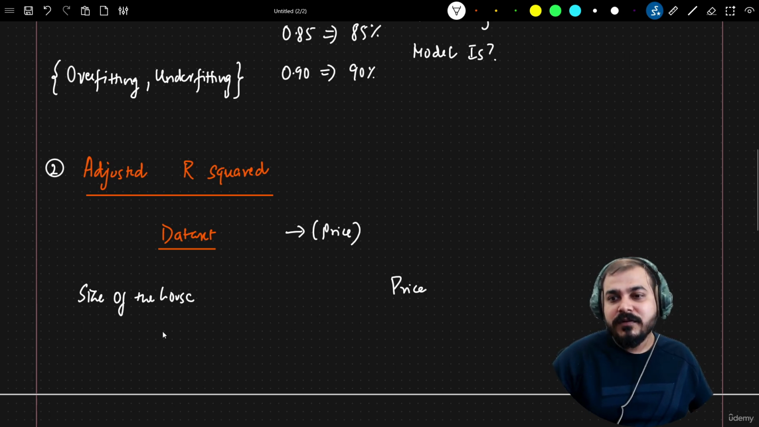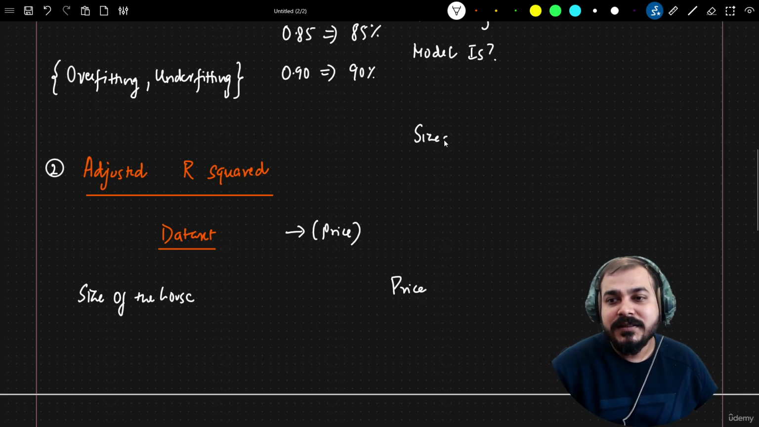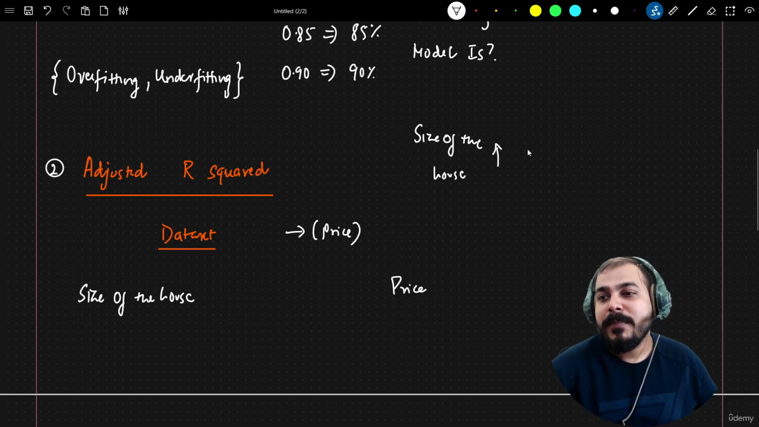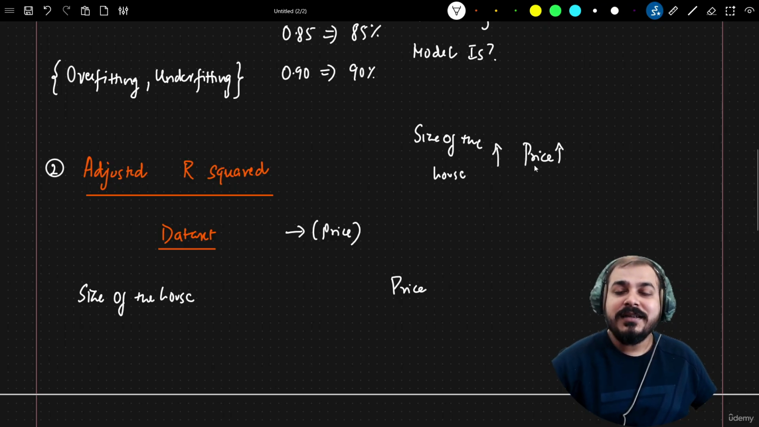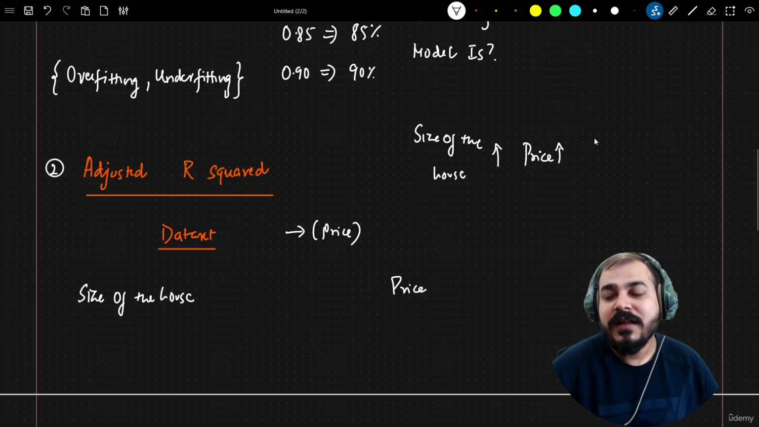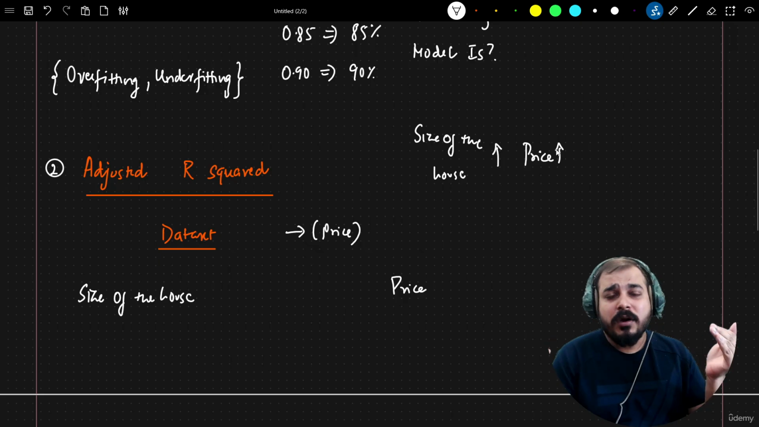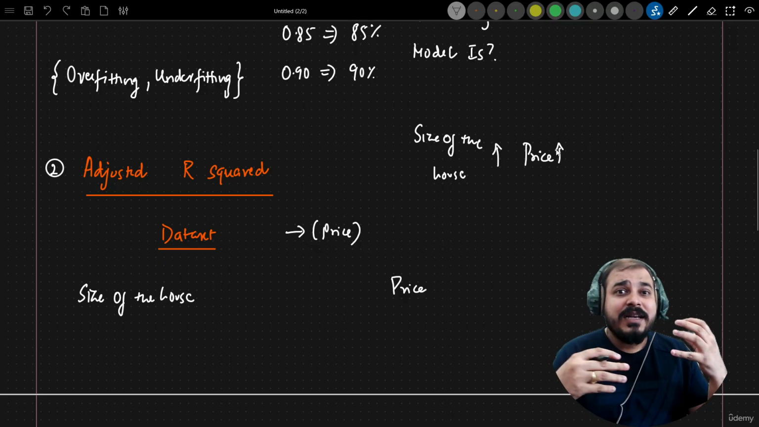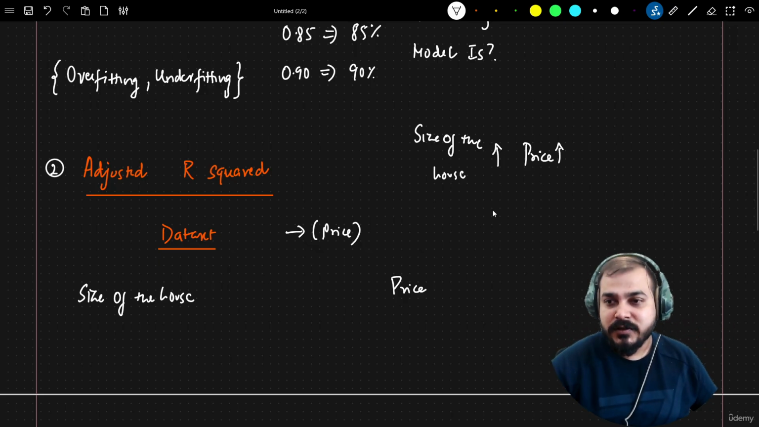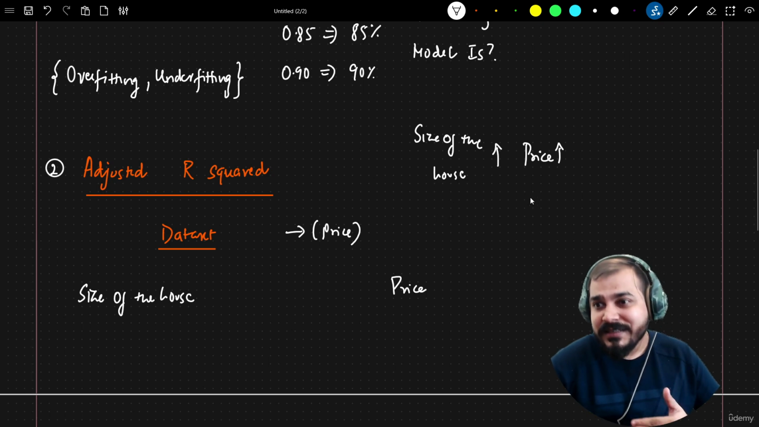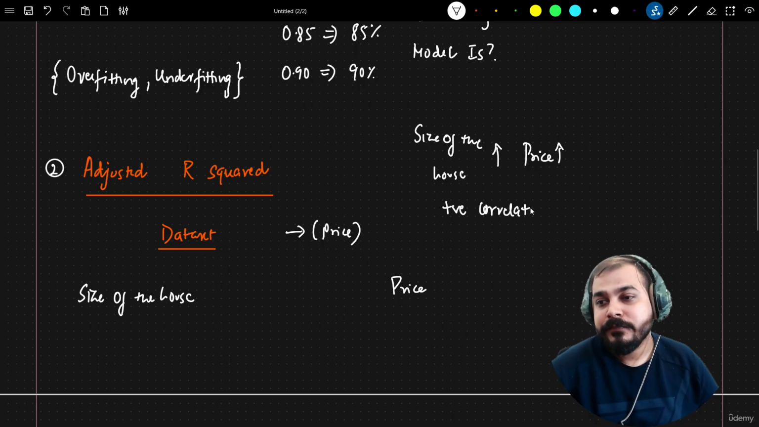Now suppose I have size of the house and the price of the house. As we know, as the size of the house increases, my price is also going to increase. So there is a direct correlation between size of the house and price of the house, and this happens in any state or region that you are staying in. As the size increases, the price also increases, and similarly when the size decreases, the price also decreases. So here we can find a good positive correlation.